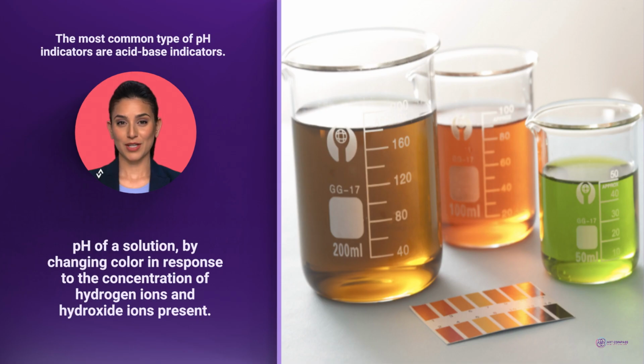pH indicators are substances that change color depending on the pH of a solution. They are commonly used to determine the pH of a solution by changing color in response to the concentration of hydrogen ions and hydroxide ions present. The most common type of pH indicators are acid-base indicators. These indicators are weak organic acids or bases that are able to lose or gain a hydrogen ion, depending on the pH of the surrounding solution.